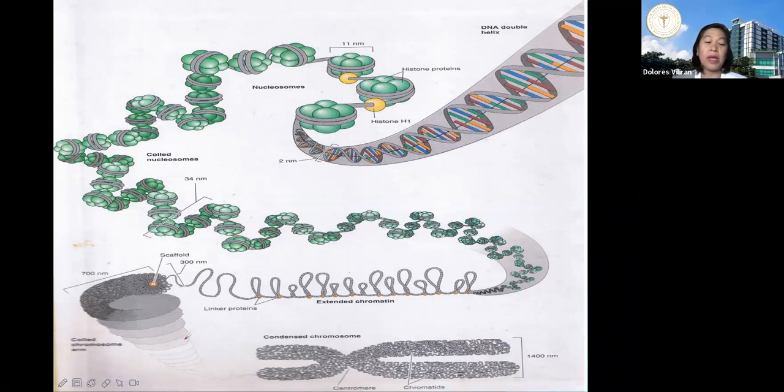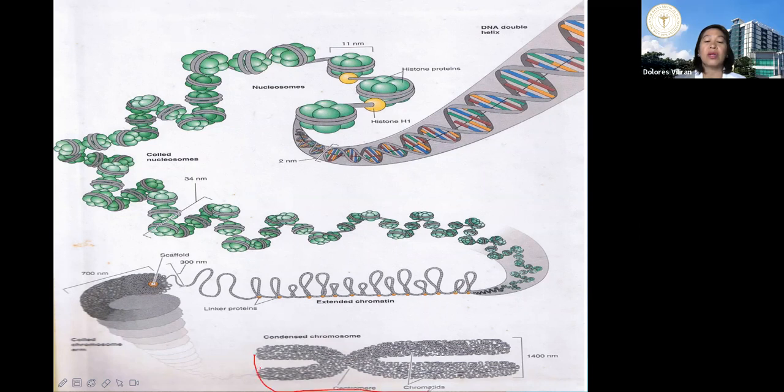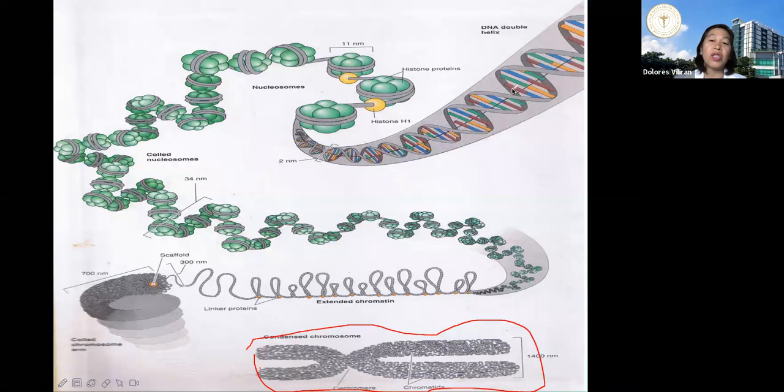If this particular condensed chromosome is extended, as you can see, it is a condensed form. But when you extend it, it is a long chain of DNA molecule, okay? And this is what we're going to discuss today, the composition of the DNA molecule.